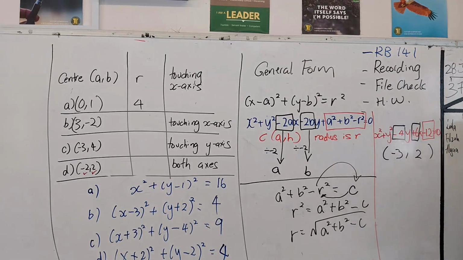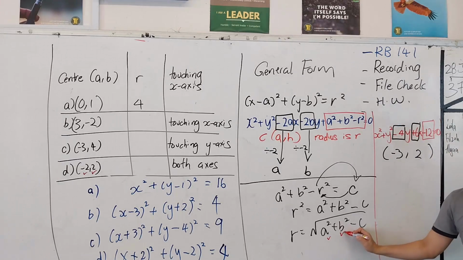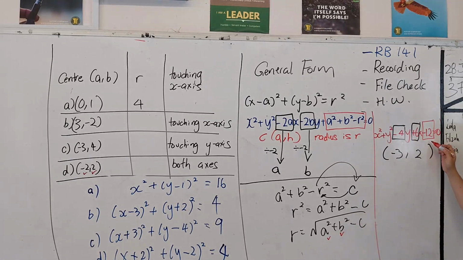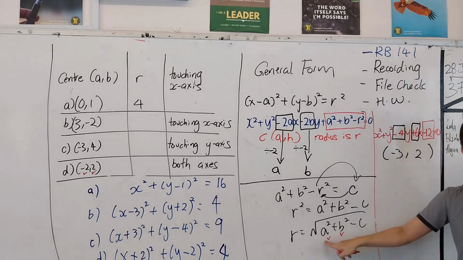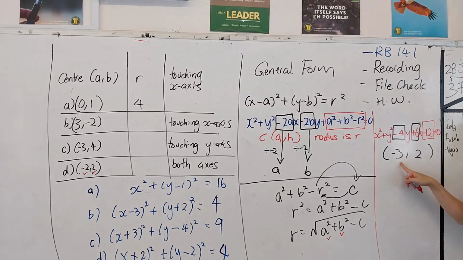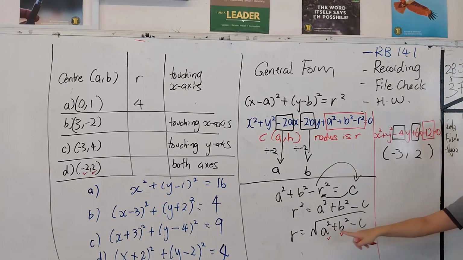So now you need to memorize this. How do I find the radius from here? Yes, very good. You need the center and you need a constant number, right? Since I know that the center is this, what do I need to do with these two numbers? This is your center a, b. What do I need to do with this number?